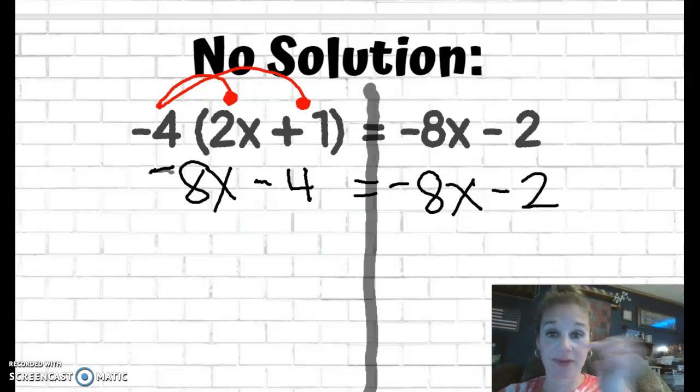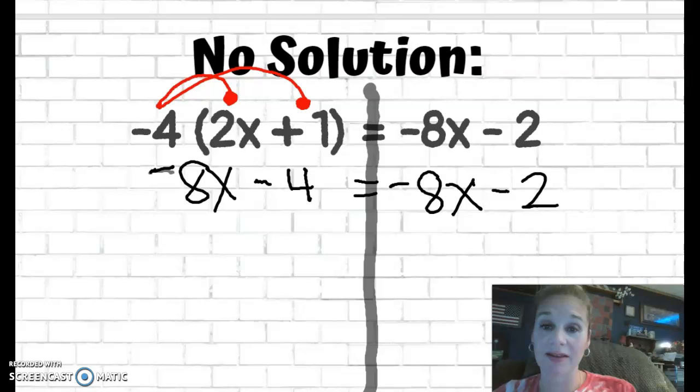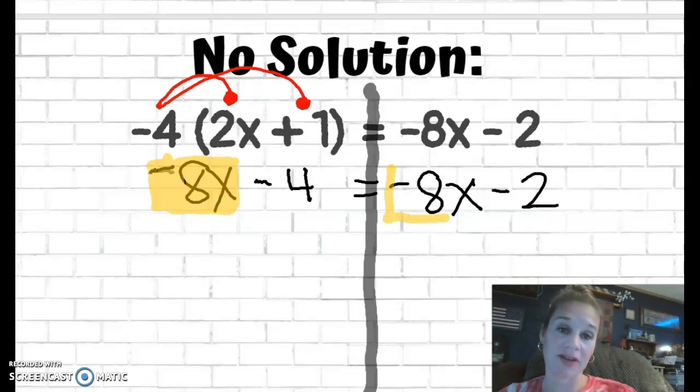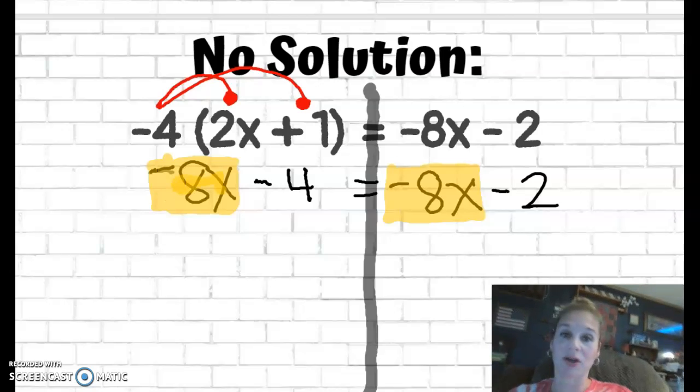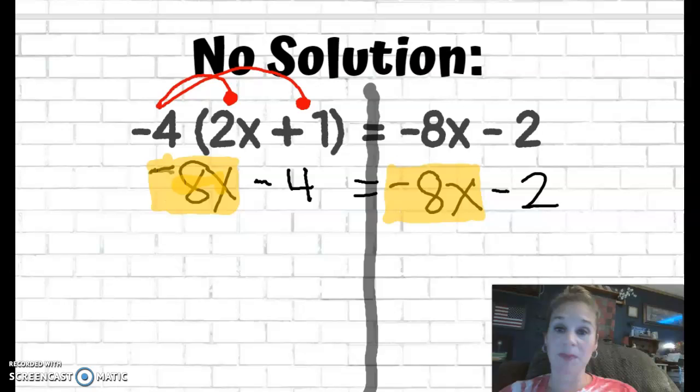Now let's look at the terms that we're left with. On the left side, I have a -8x and a -4, which doesn't have an x on it, so that's a different term. On the right side, I've got a -8x and another term that is a -2. Since these two variable terms are both -8x, I'm going to attempt to combine them by moving one of them to the other side. I would need to do the inverse operation, which is to add 8x because it's a -8x.